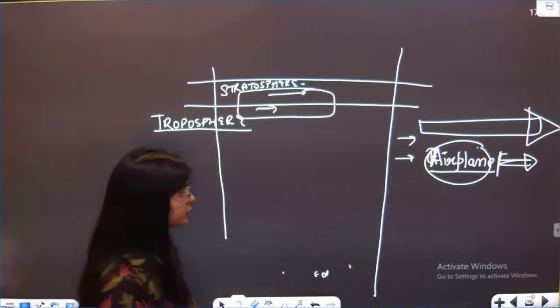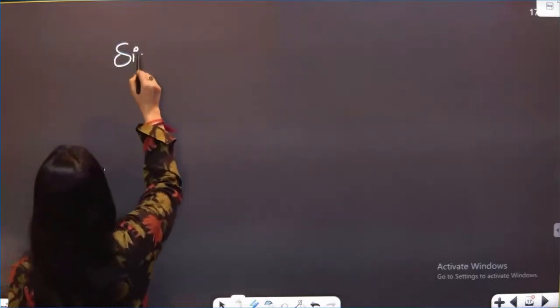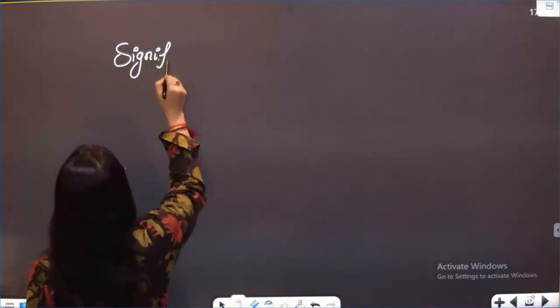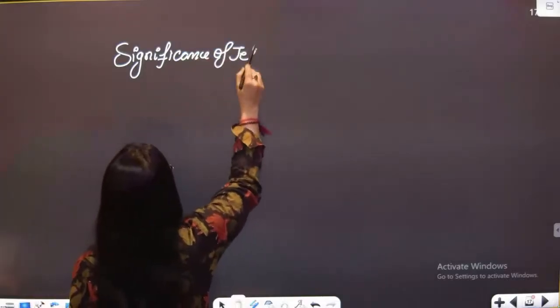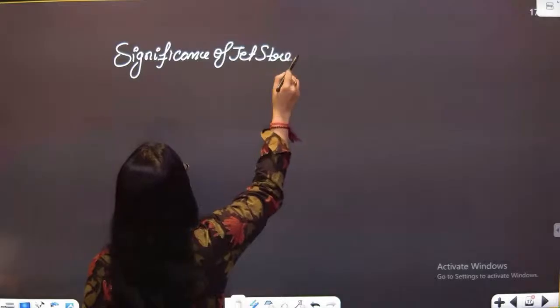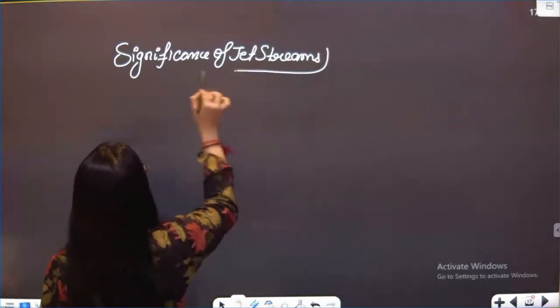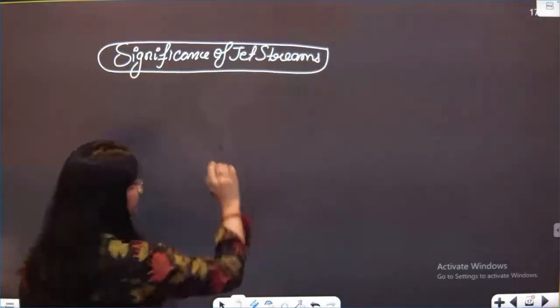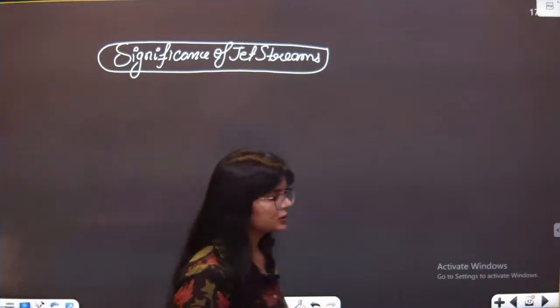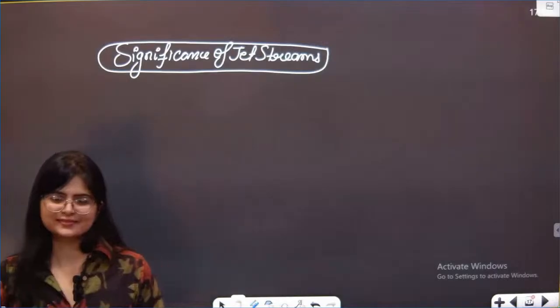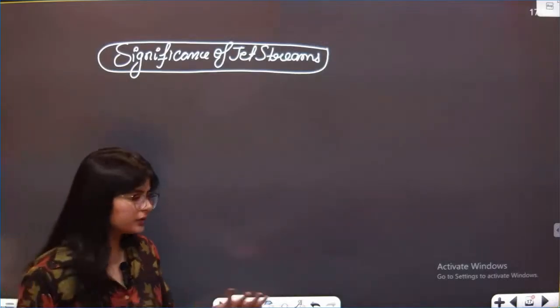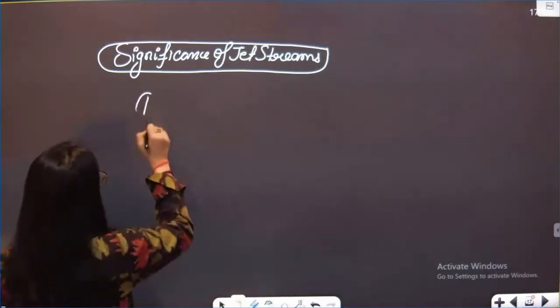Now we are moving towards the last leg of the topic, which is the significance of jet streams. Why are we reading the jet stream? What is the significance of jet stream? Why are we reading them? The very first one is climate. So how do they influence the climate?